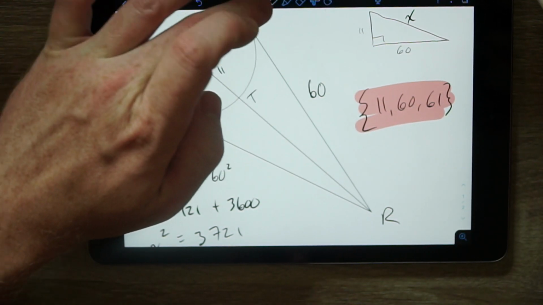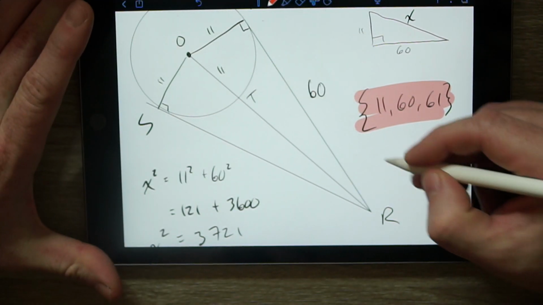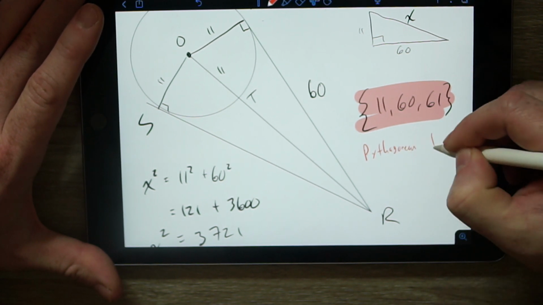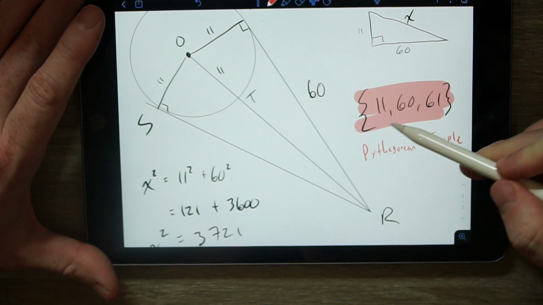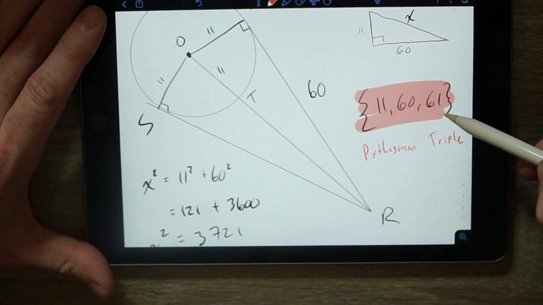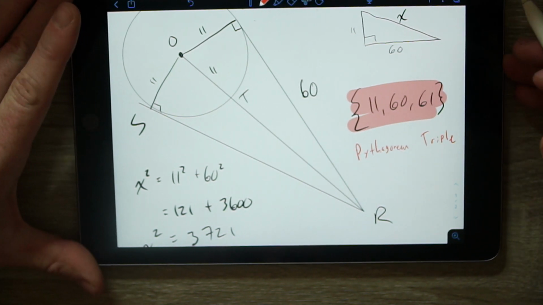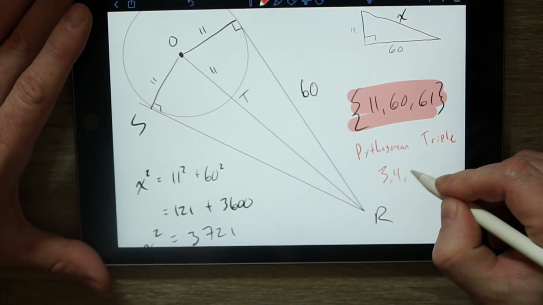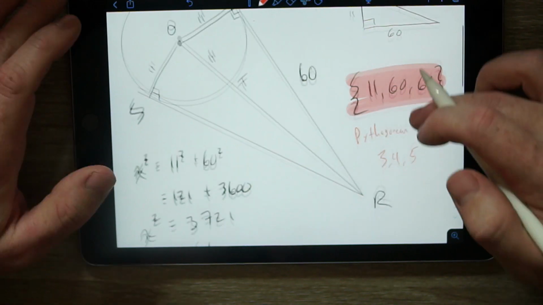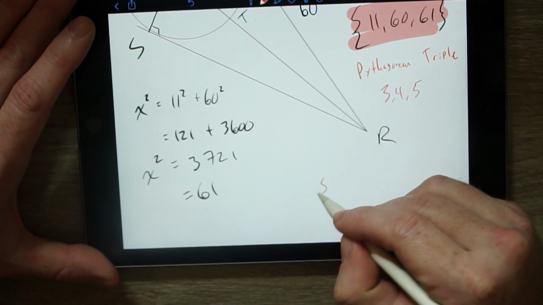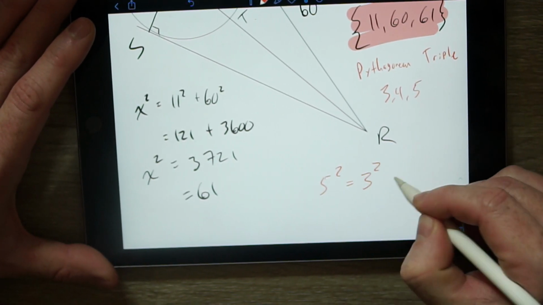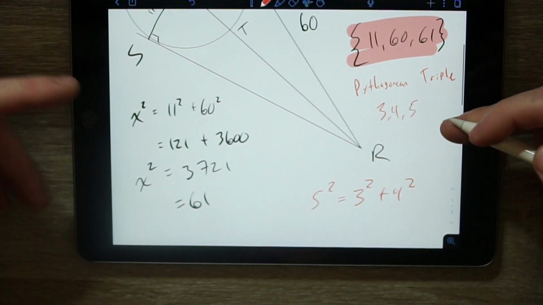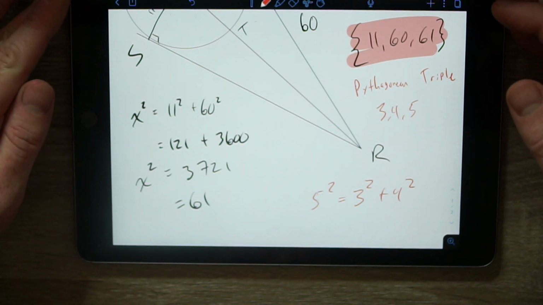No. So a Pythagorean triple is when we have all integer numbers for a right triangle. A really simple one is 3, 4, and 5. Here, let me write this one out. So 5 squared would equal 3 squared plus 4 squared. So a Pythagorean triple is just when you have all integer measures of that right triangle.